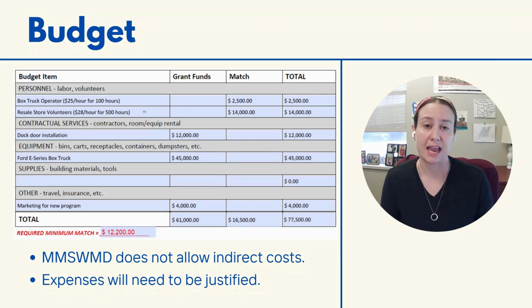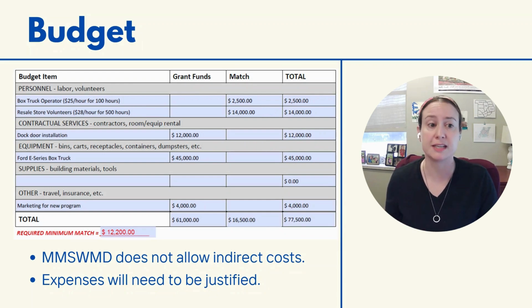Now, this will be indicated in your guidance document. There is an online database that will tell you how much volunteer labor is valued at in Missouri for the year. And so at the time that we created this example, it was $28 an hour. And those resale store volunteers were expected to do 500 hours of volunteer service. And that equals $14,000. So that volunteer labor is also being used as match in this pretend application we have.